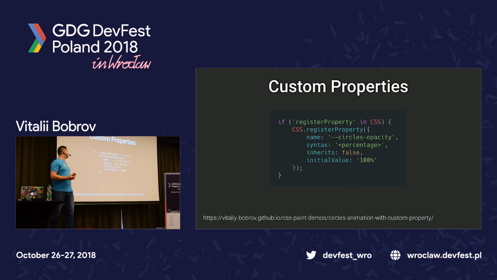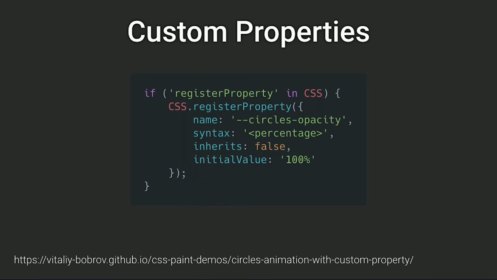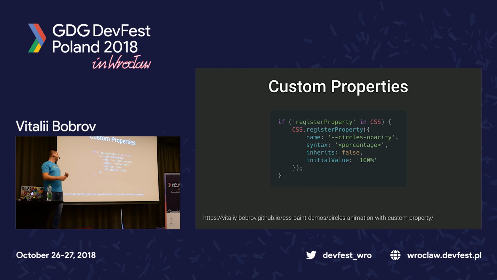And for that we can use the Custom Properties and Values API. It allows you to register your custom property and apply a type for it. So we call a special function called registerProperty and provide an options object: the name of our custom property, syntax, which means the CSS type, whether it should inherit, and its initial value.